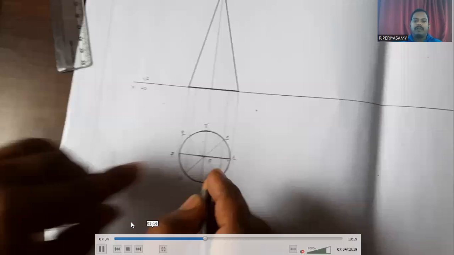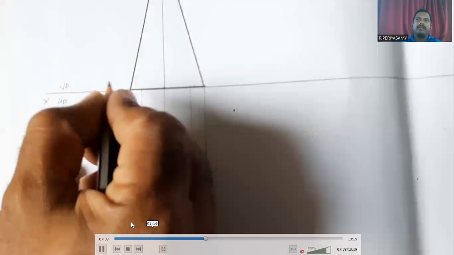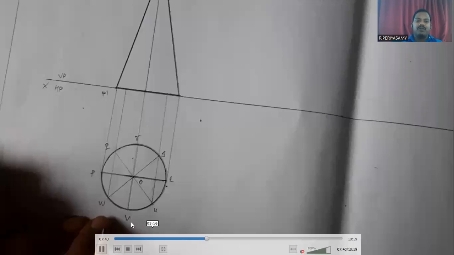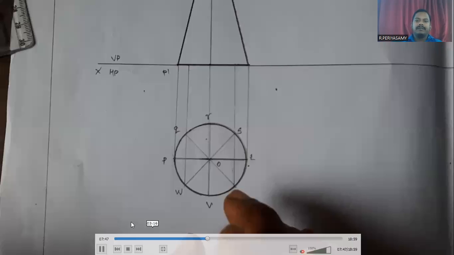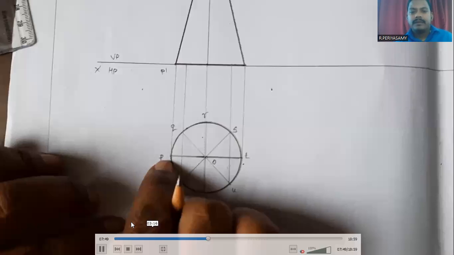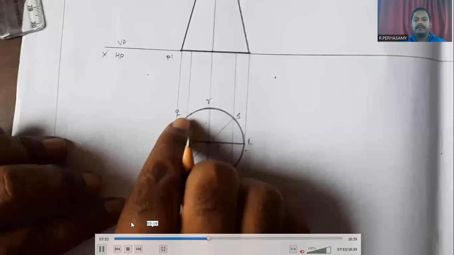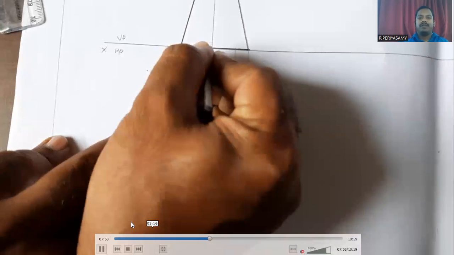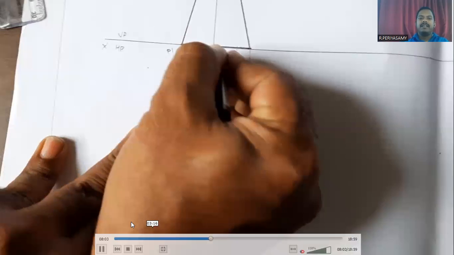Now we give the names. Here P point is visible, so P point is denoted here as P dash. Here W is visible, Q hidden. We mention here W dash, Q dash hidden. Here V point is visible, R point is hidden. Here V dash, R dash hidden.